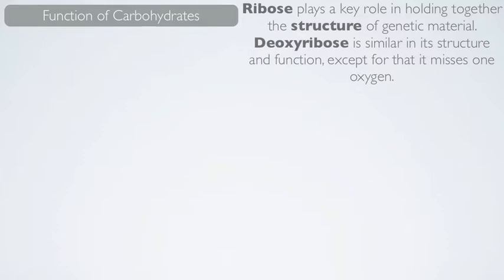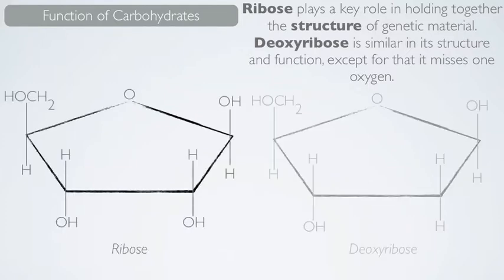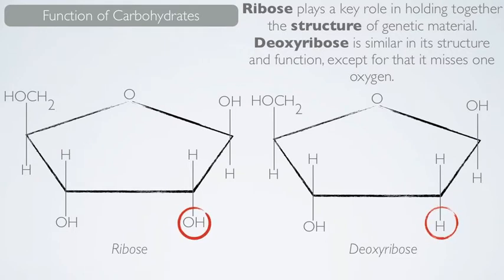Ribose and deoxyribose are very important to the structure of genetic material. They both also have a very similar structure, except for one difference. Deoxyribose lacks one oxygen.